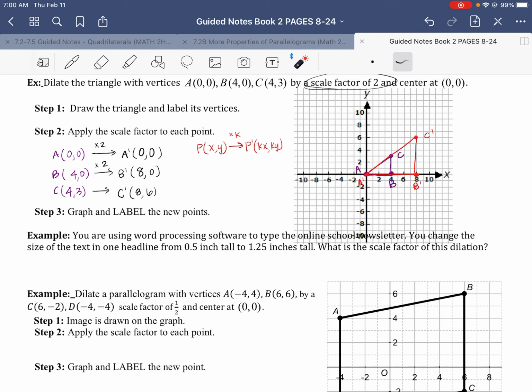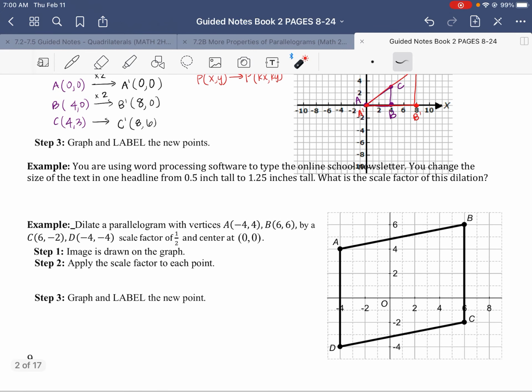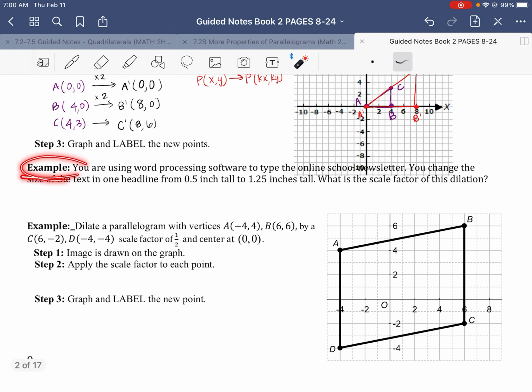Okay. Really quick, let's do 2 more. So this one doesn't have an image. I apologize, it goes into the graph. It says you're using word processing software to type the online school newsletter. You change the size of the text, so not the format, just the size, in one headline from, so that's important that you know where it comes from and where it's headed to, from 0.5 inches tall to 1.25 inches tall. What is the scale factor of this dilation?